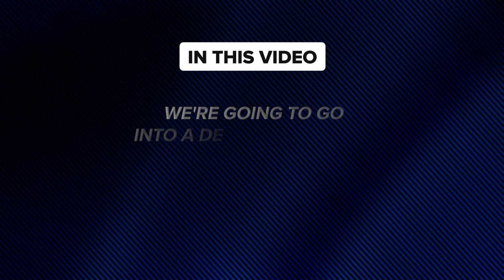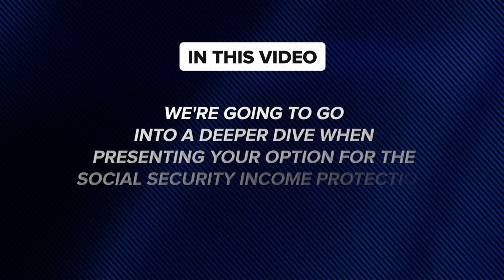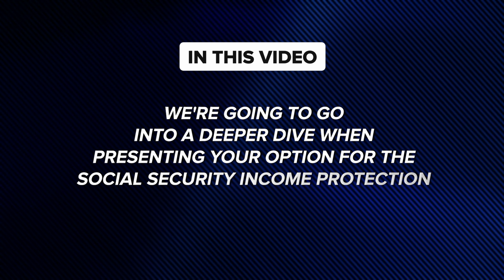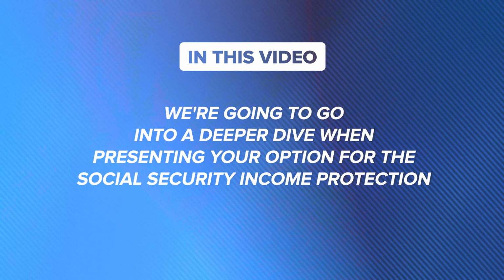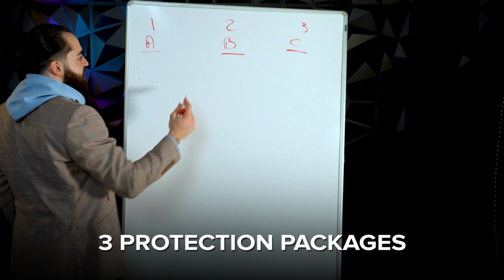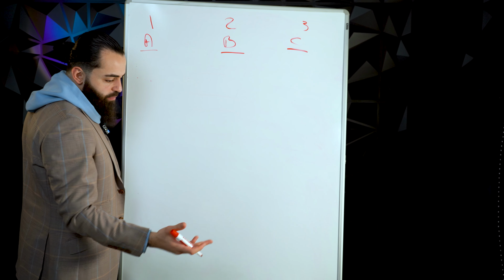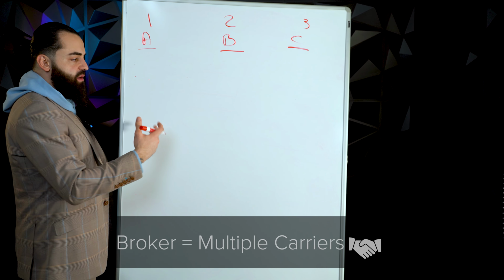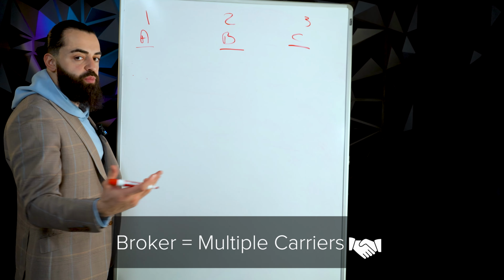Right, so in this video, we're going to go into a deeper dive when presenting your option for the Social Security income protection. So you have three options, option A, option B, option C, three different packages. So we're going to assume a broker is presenting this. A broker is somebody that represents multiple carriers, right?